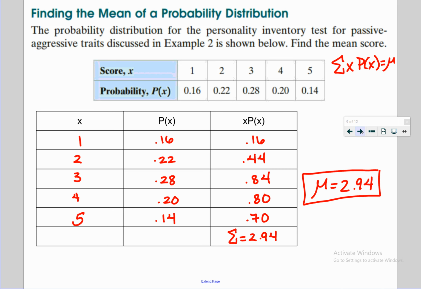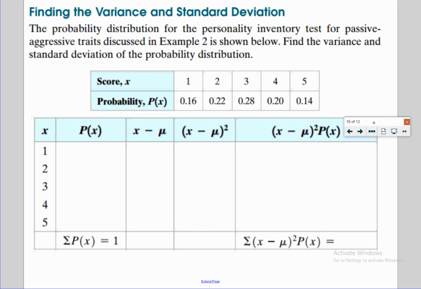Okay, so then the last thing we need to do is find a variance and standard deviation, and we're going to use the information that we had at the top. So what did I just say that mean was? 2.94. Okay, so we already got that guy.